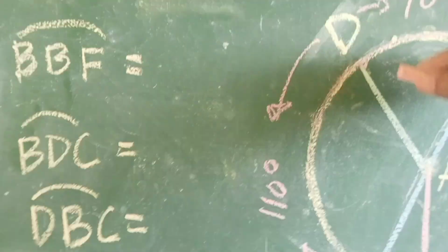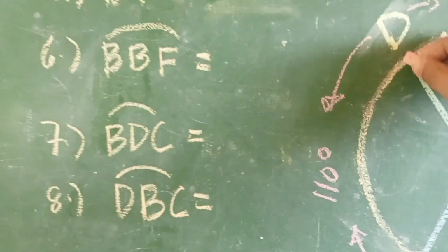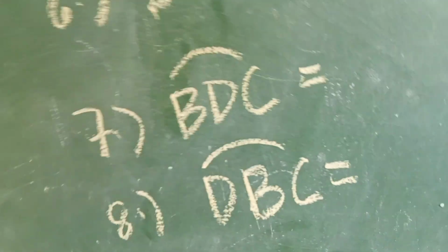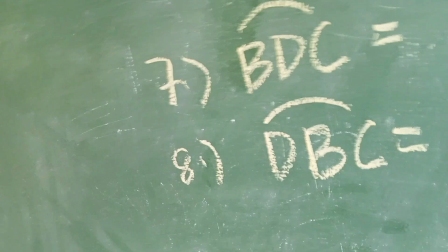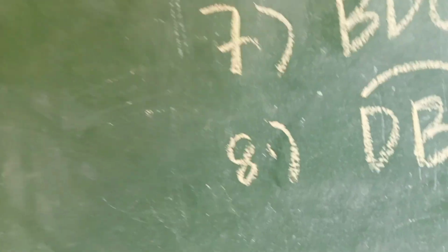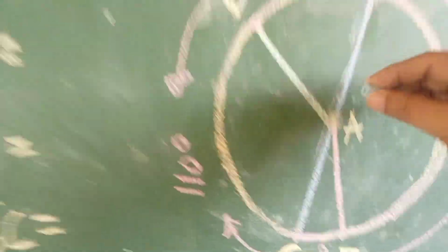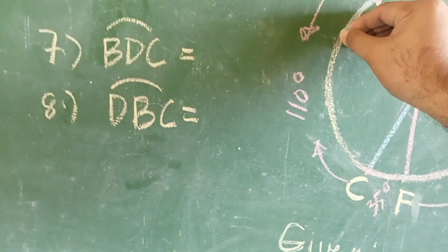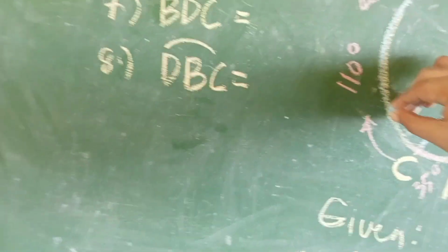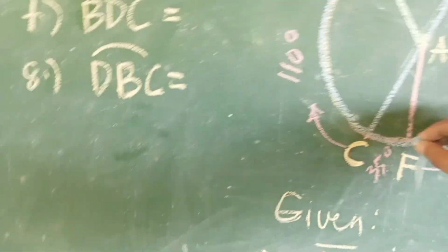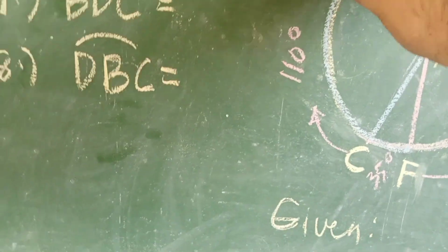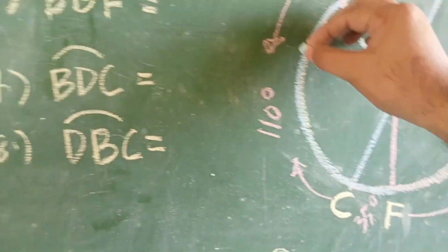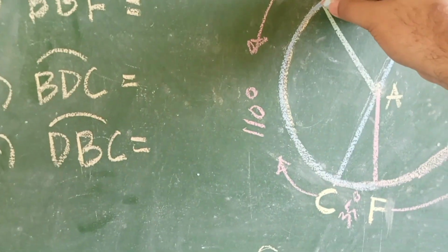From point D, allow me to use the other chalk color, moving towards F, up to this point. So this is the arc that is being asked. What is the measure of arc DF? How are you going to find that one?